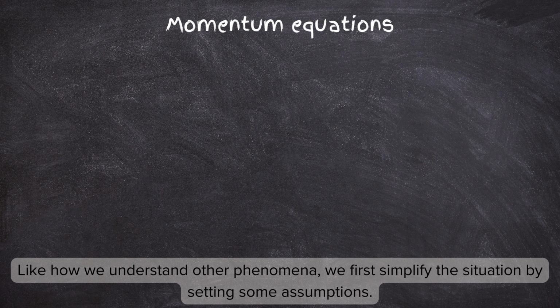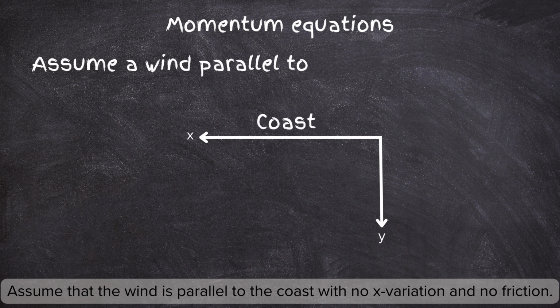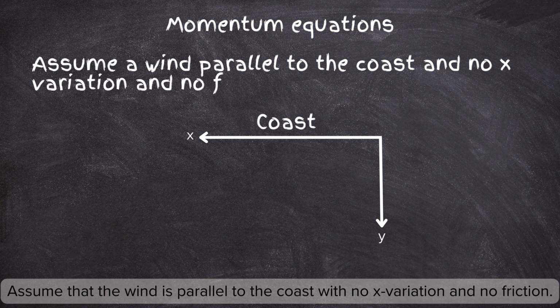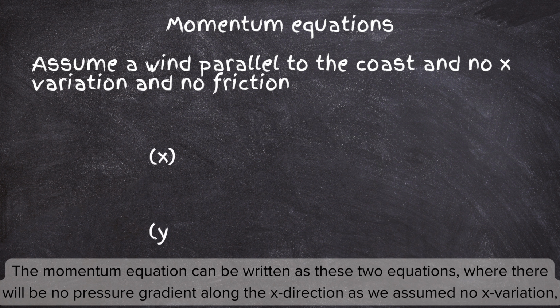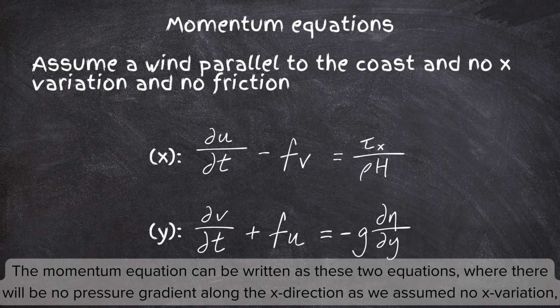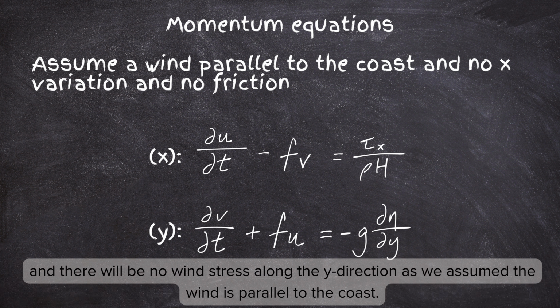Like how we understand other phenomena, we first simplify the situation by setting some assumptions. Assume that the wind is parallel to the coast with no x variation and no friction. The momentum equations can be written as these two equations, where there will be no pressure gradient along the x direction as we assume no x variation, and there will be no wind stress along the y direction as we assume the wind is parallel to the coast.